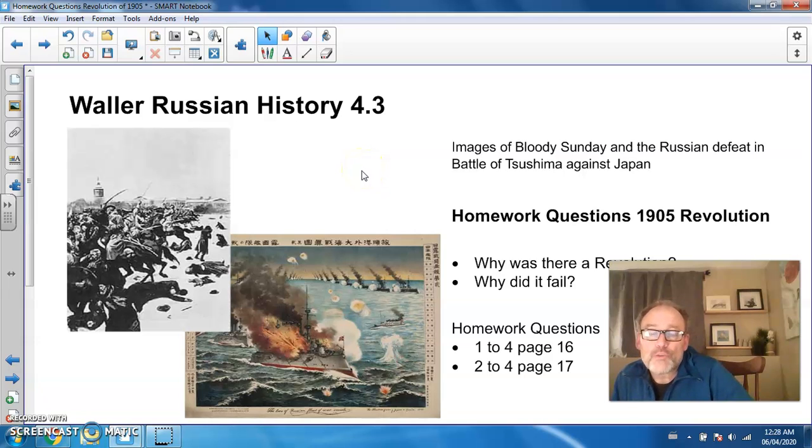The homework questions will be questions 1 to 4 on page 16 and questions 2 to 4 on page 17. Now let's take a look at the readings.